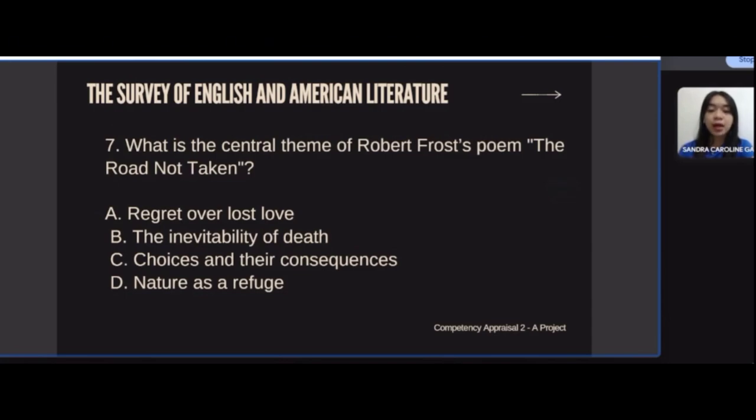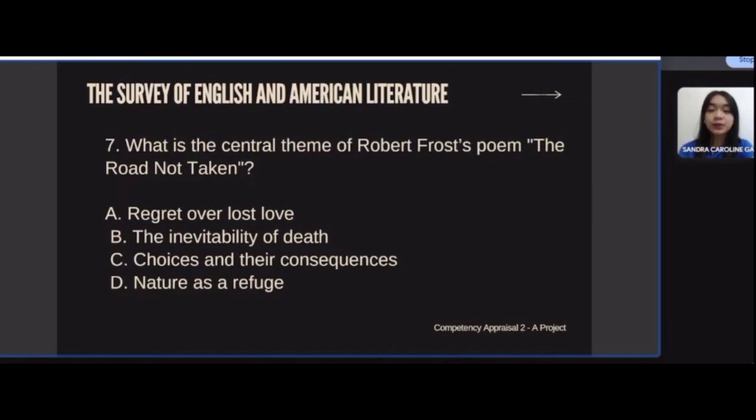Number 7. What is the central theme of Robert Frost's poem, The Road Not Taken? Letter A, regret over lost love. Letter B, the inevitability of death. C, choices and their consequences. And letter D, nature as a refuge. Correct answer is letter C, choices and their consequences.